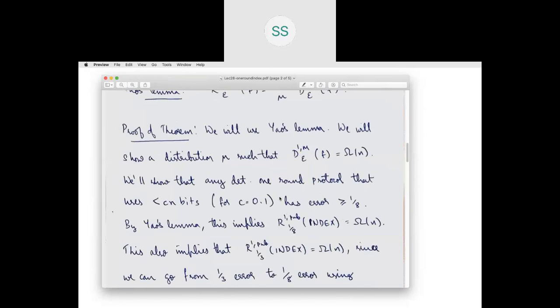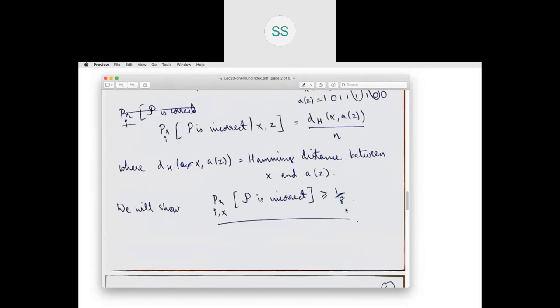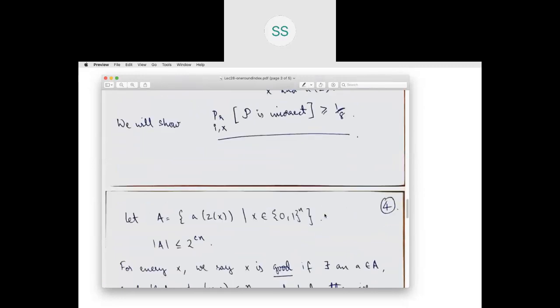We'll show that the deterministic one-to-one protocol has error at least 1 over 8. So the probability that P is incorrect is at least 1 over 8. How? Once X is fixed, Alice's input is fixed. Since it's a deterministic algorithm, there has to be some mapping to what Z vector she will send to Bob. So Z is going to be entirely dependent on her input.